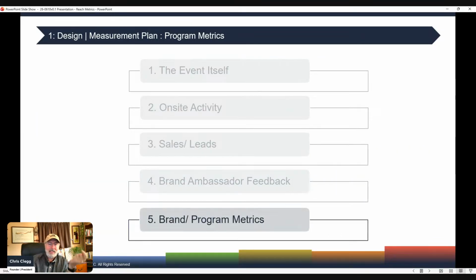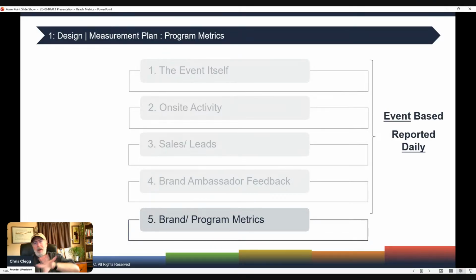And so finally, the last thing I want to share with you is the program itself, or the brand metrics itself. There are some things you want to record, and a lot of this comes from mistakes we see people make. So we want to give you these metrics. Keep in mind that those other 4 categories are things that you're asking your field staff or your manager on site to provide for that day of activity, for every day. So it's reported daily, whereas this 5th category, the brand program metrics, those are more of a one-off.